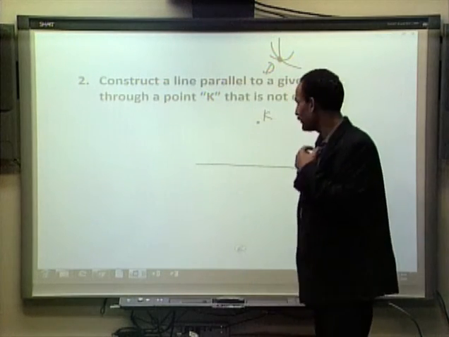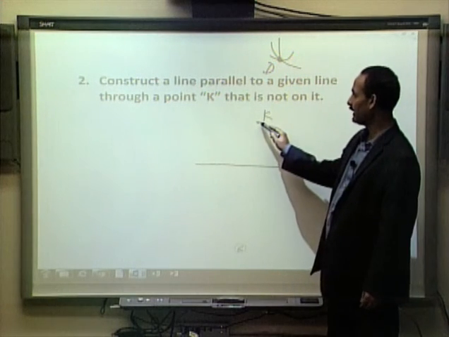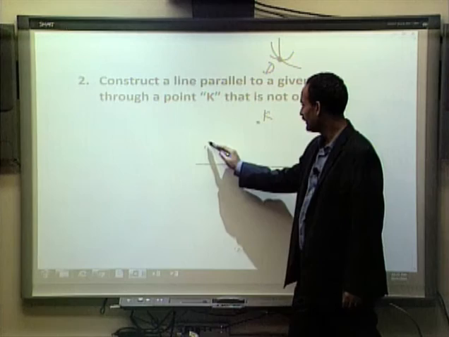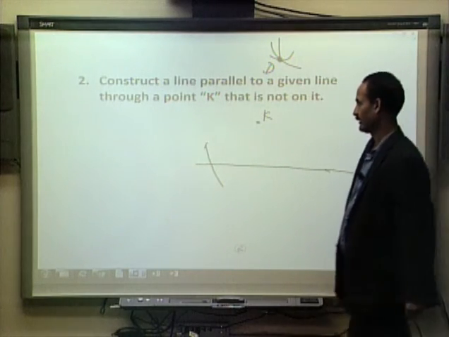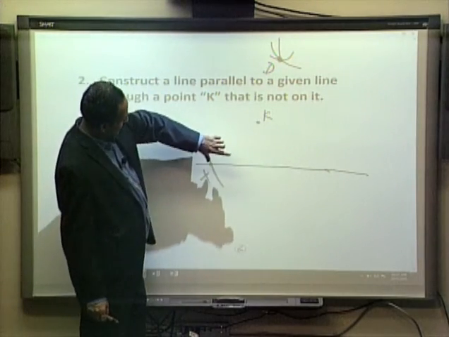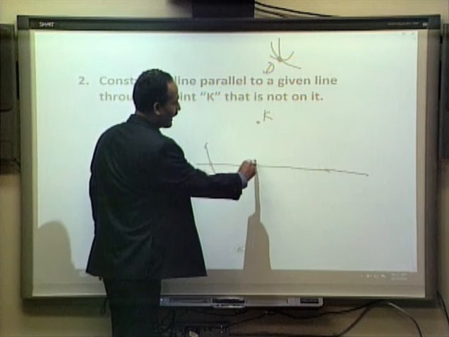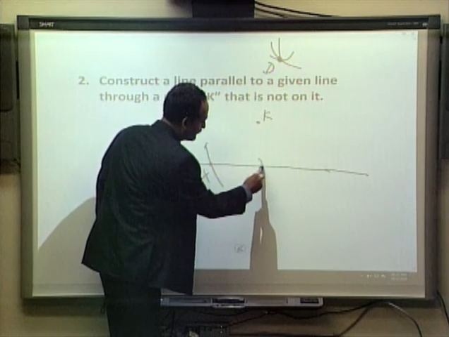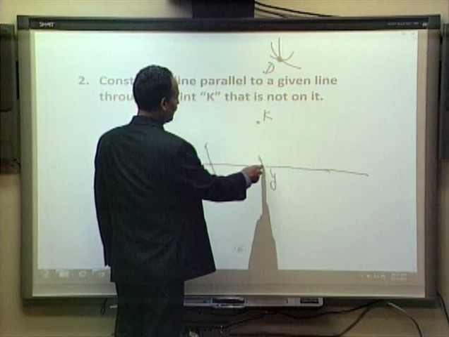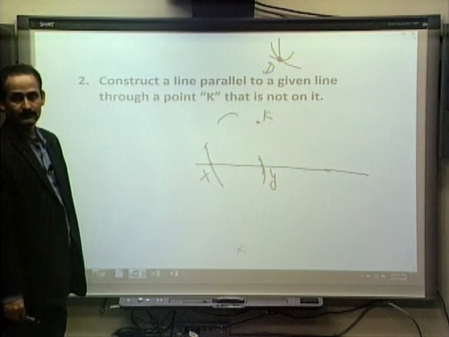In order to do this, we use the compass, put one end of the compass at K, and with the other end draw an arc cutting this line, let us say somewhere here, and let us name this point X. Now, with the same opening of the compass, we come to X and draw an arc cutting this line, let us say at Y. With the same opening, from Y we will cut an arc this way.